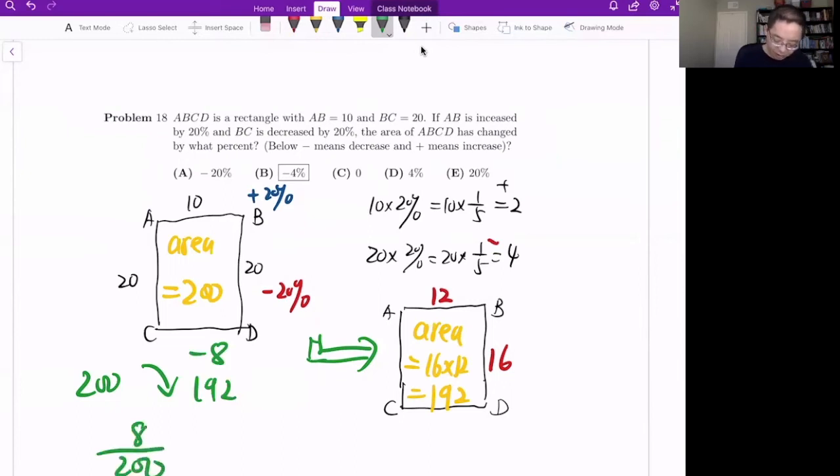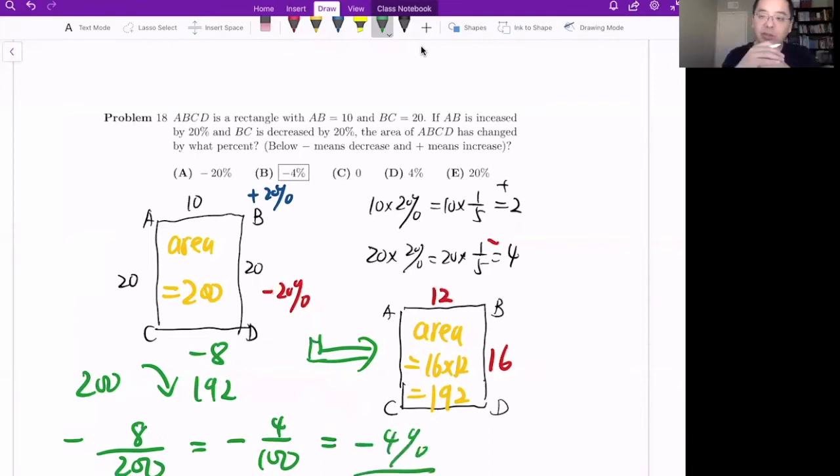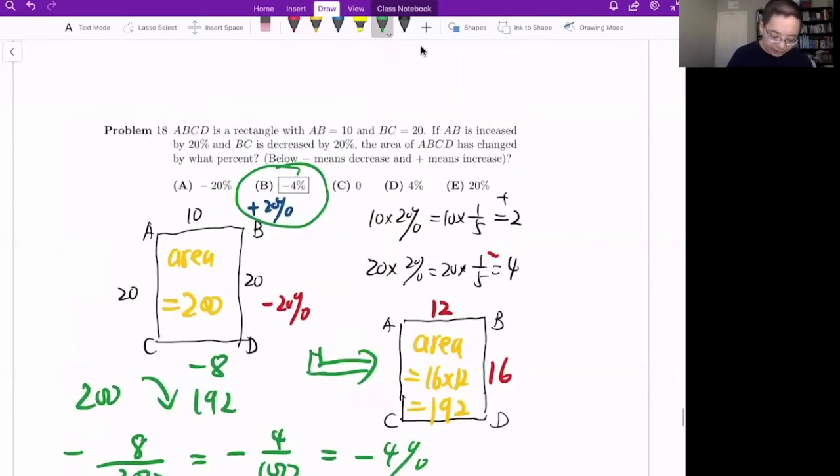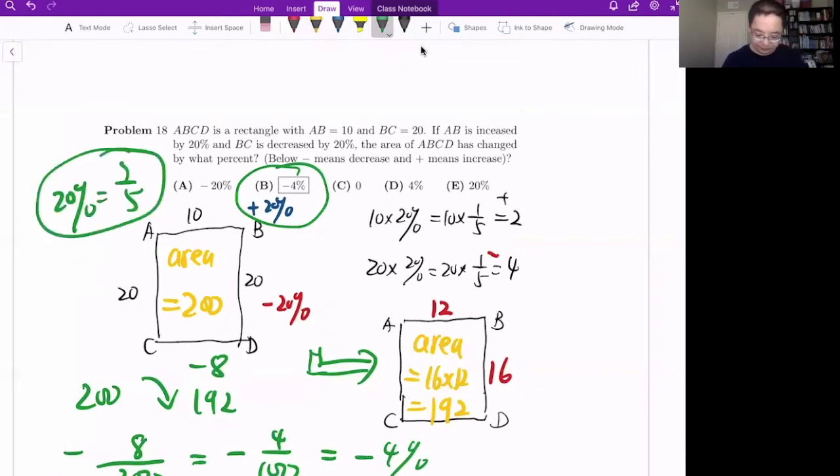So that's how it changes, but it's minus because it decreases. So this is just negative 4 over 100, which is negative 4%, right? So it's reduced by 4%. All right, and 20% is just 1/5.